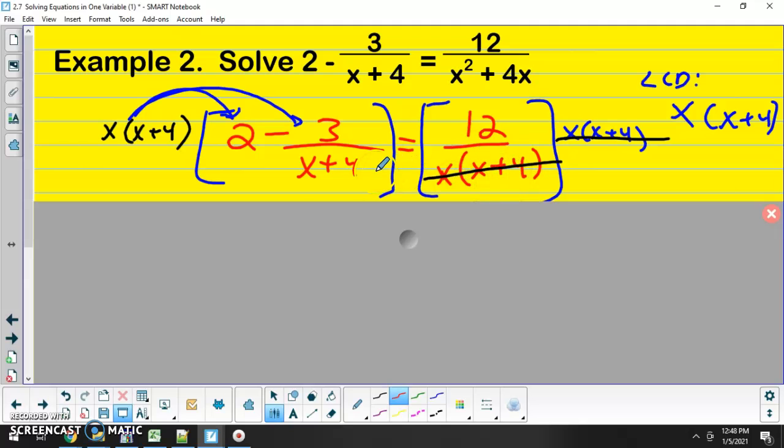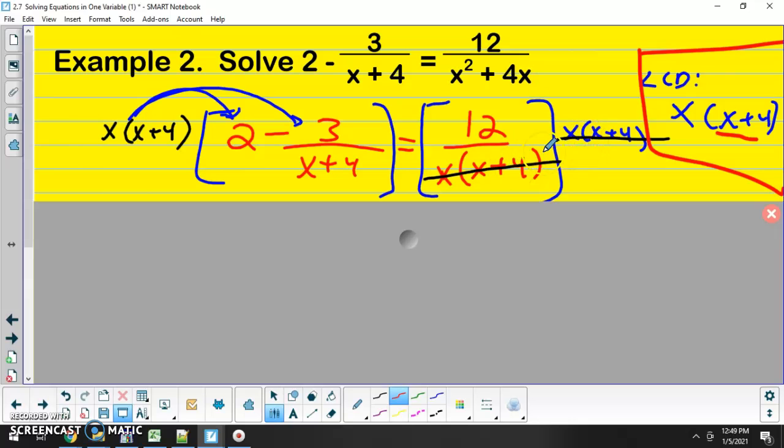And then that tells you that your LCD that you could use to clear the fractions out is the combination of these two denominators. Okay, you have x plus 4 in both of them, so that's going to be one of your factors. But you also have x, so you have to multiply by x as well. Okay, so this is just a side thing. The LCD is what you multiply the fractions by.